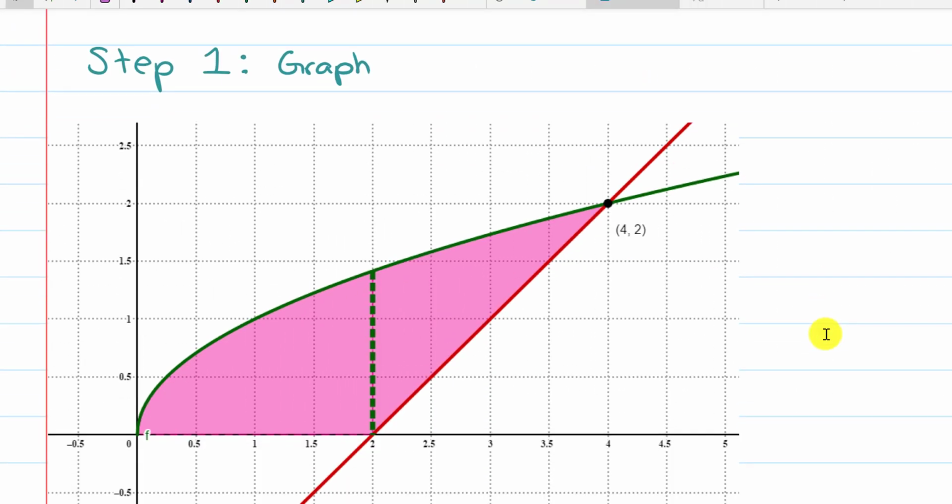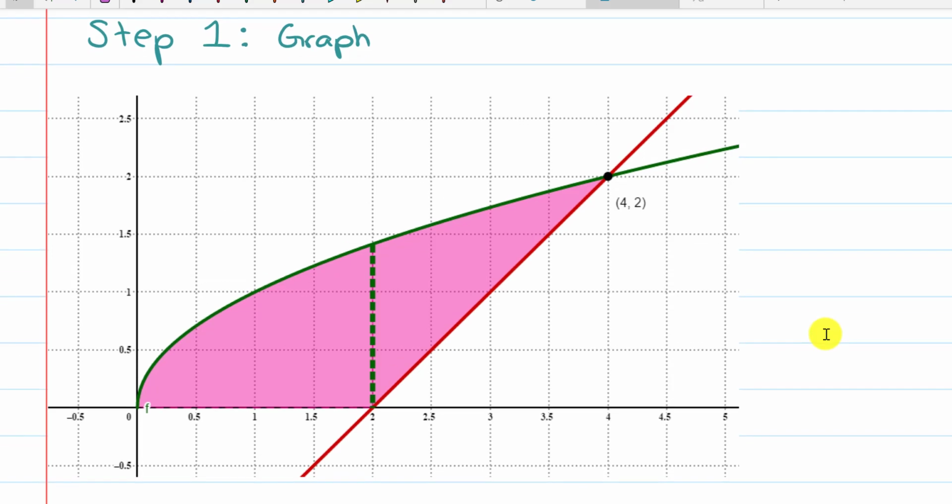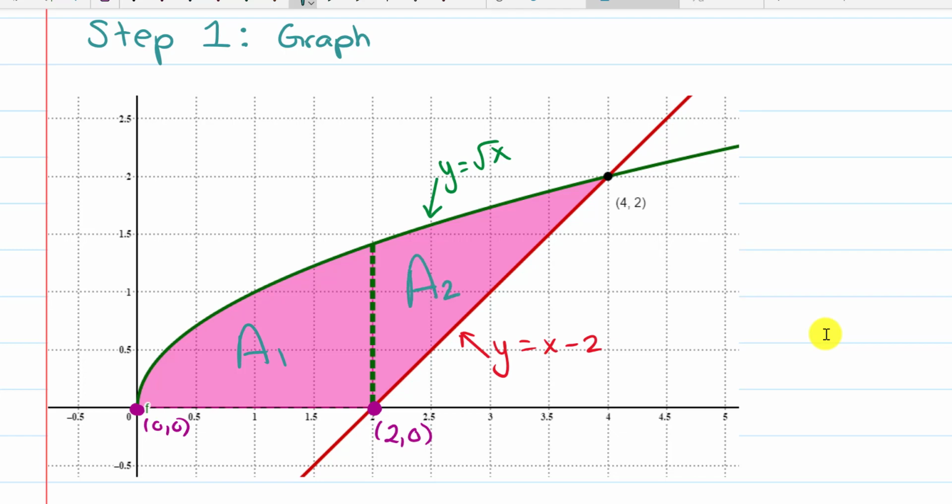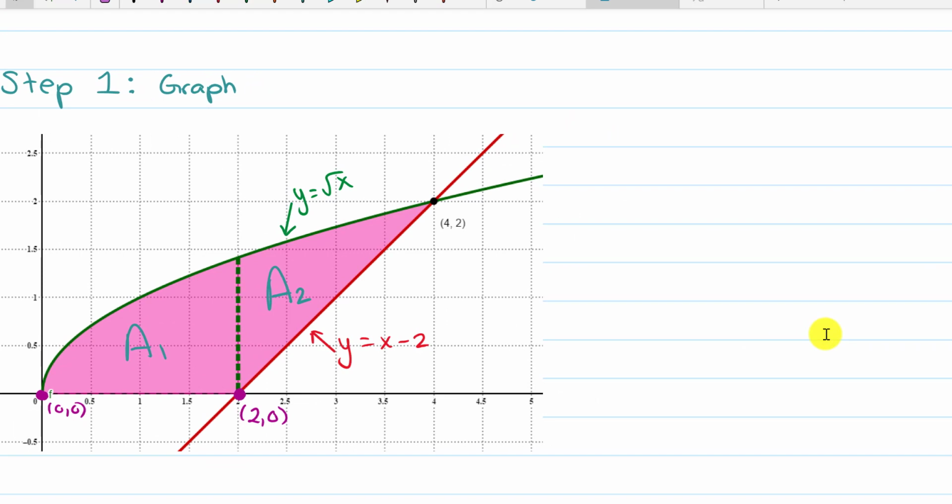So take a second and make sure you have this graph drawn on your piece of paper, where the top function is y equals the square root of x. This is y equals x minus 2. And this point right here is 2, 0. And we're going to call this first region A1, and we're going to call the second region A2. And so if we want to find the area of the entire region, you find the area of the first region and add it to the second region.